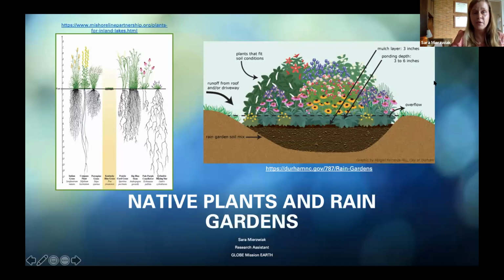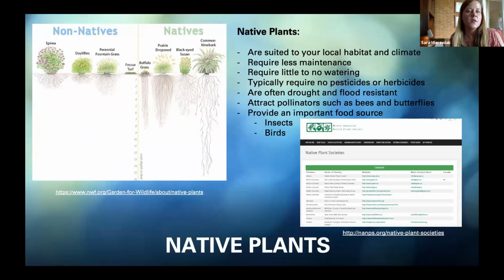So I wanted to talk just very briefly about the importance of using native plants and the importance of rain gardens. So you can see in this first slide here, see the root structure of your typical Kentucky bluegrass, right? Look how short and tiny that is compared to the long, well-developed root systems of more native species. And you can see just from this diagram how native plants will help to retain and control rainwater. Okay, so here's another diagram here.